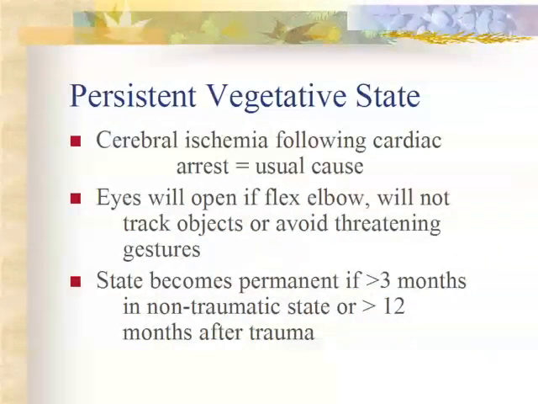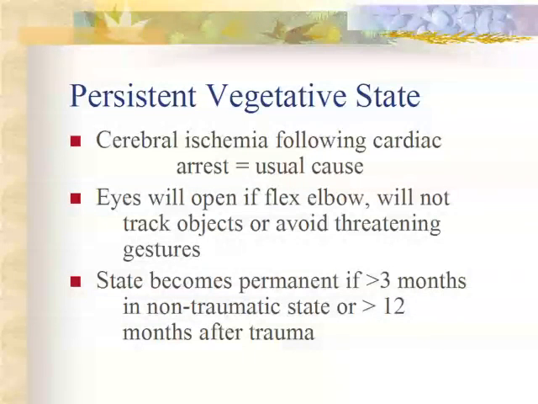A persistent vegetative state is where you have cerebral ischemia; following cardiac arrest is the usual cause. With a persistent vegetative state, the eyes will open if you flex the elbow. They don't necessarily track objects or avoid threatening gestures. So if you were to take your hand and go to hit yourself in the nose, you blink. They would not. And they don't necessarily turn to the sound when they hear it because they're really not paying any attention to what's going on.